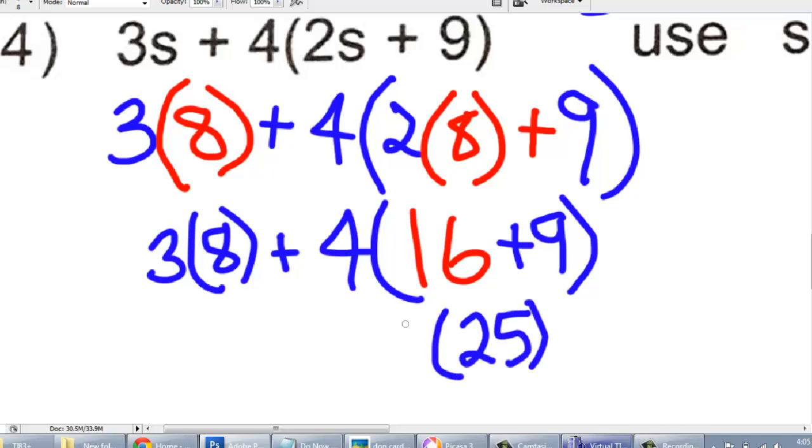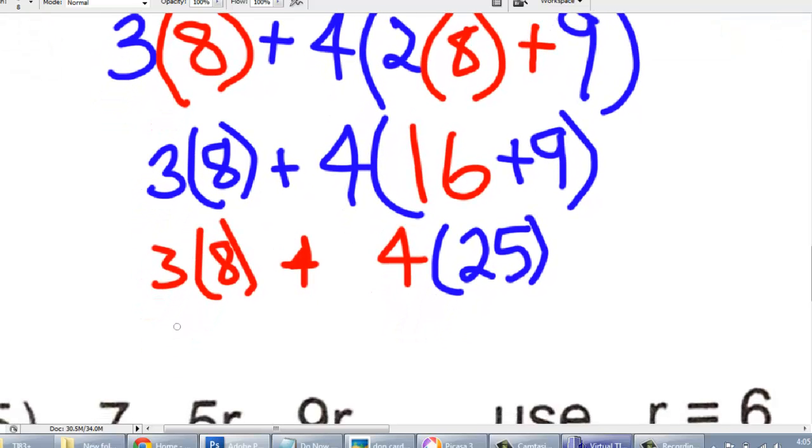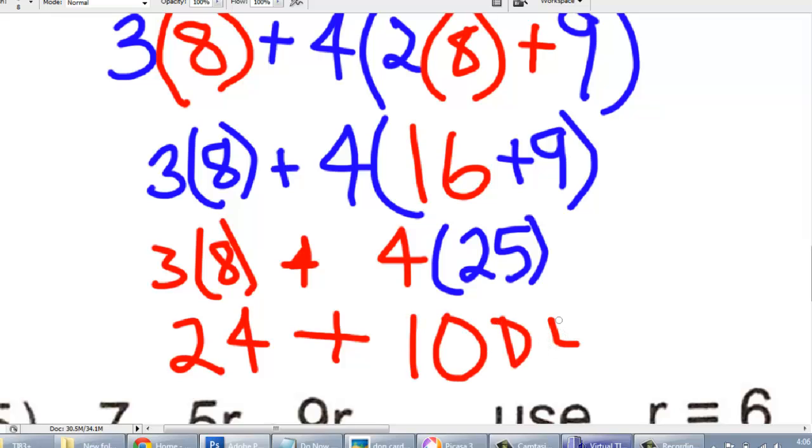So now what we're looking at is 4 times 25 plus 3 times 8. 3 times 8, I know, is 24, plus 4 times 25. Because I know 25 is the same amount as a quarter, and there are 4 quarters in a dollar, I do know that 4 times 25 is 100. So I'm going to write 100. And now all we have to do is simply solve it. 24 plus 100 is 124.